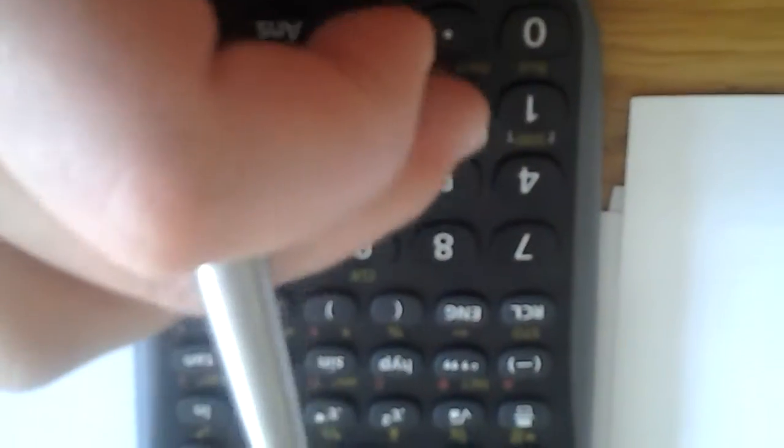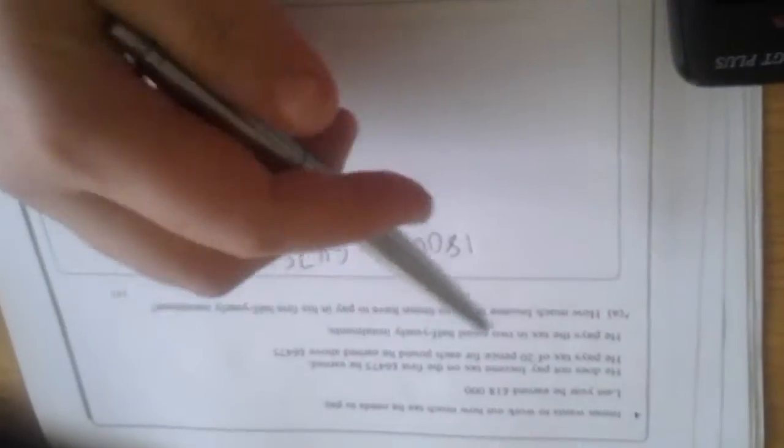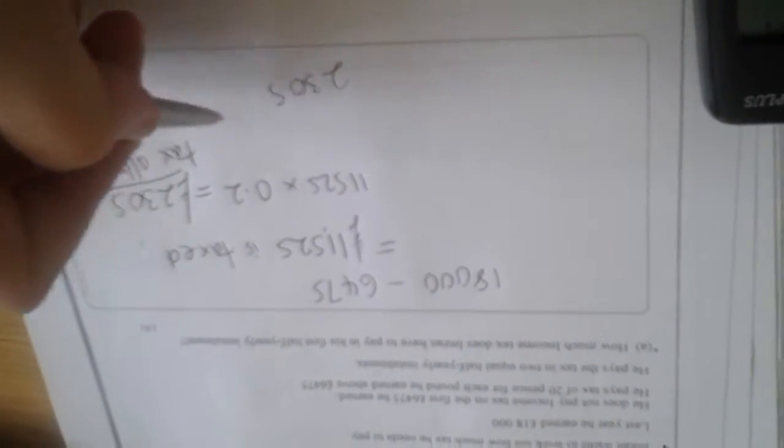So 11,525 times 0.2 is £2,305. That's how much tax altogether he's going to pay. He pays the tax in 2 equal half-yearly instalments. So the half-yearly instalment is the amount split in 2, which is £1,152.50. Do it on your calculator to make sure you're happy. And that is it.